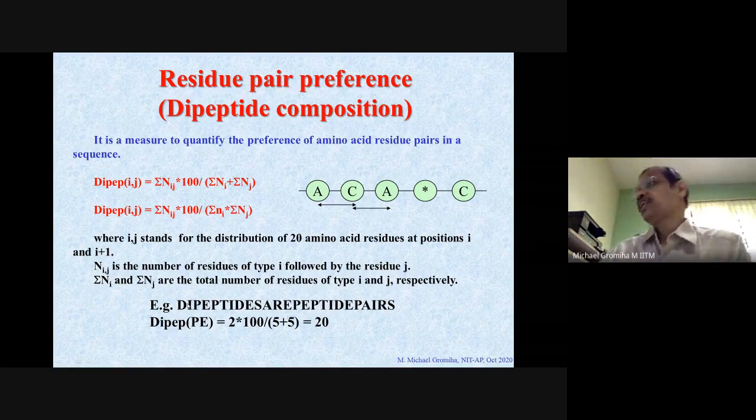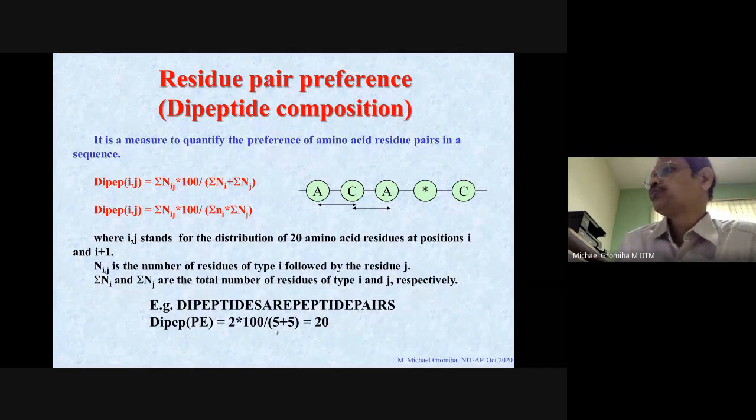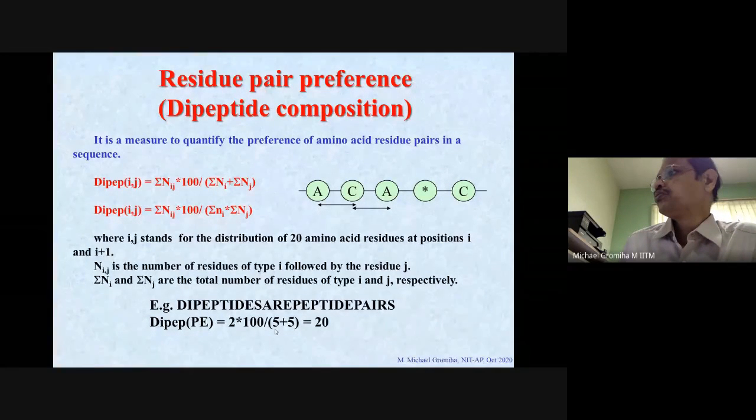For example, if I give this sequence, what is the dipeptide of PE? How many times does PE occur? Two, right? So how many P and how many E? How many P? 5. How many E? 5. So then 200 divided by 10, that's equal to 20, right?